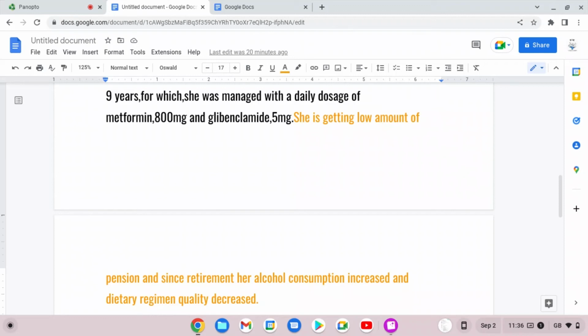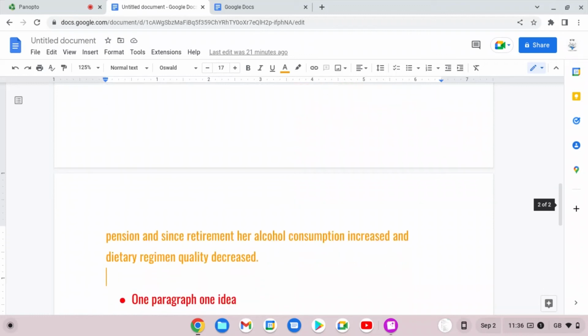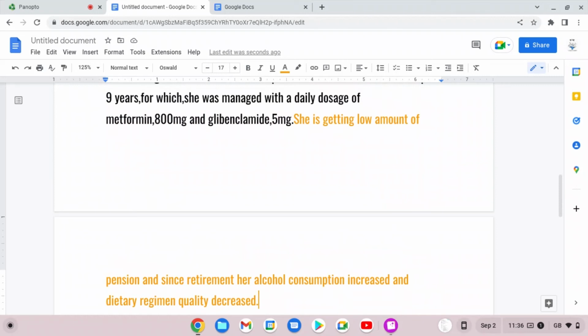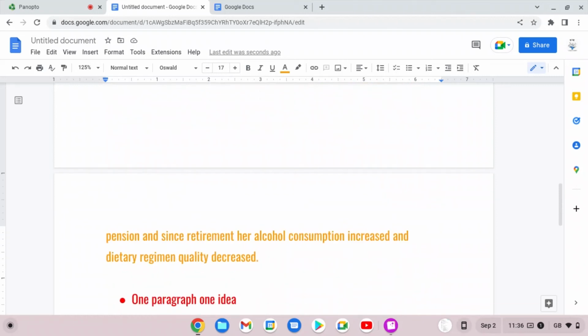Okay, so she is getting a low amount of pension since retirement, and you have to put a full stop here. Okay, since retirement, and her alcohol consumption increased, and dietary regime quality decreased. So the sentence structure needs to be corrected as well. Some correction is needed for that. You need some improvement in this sentence construction.